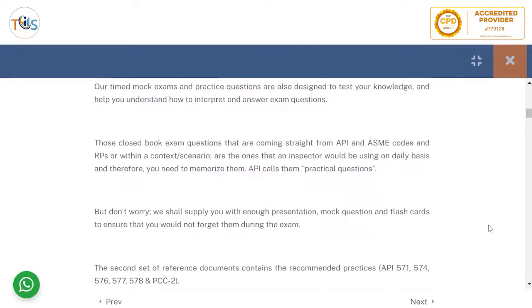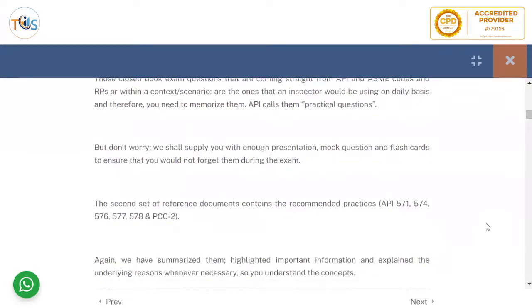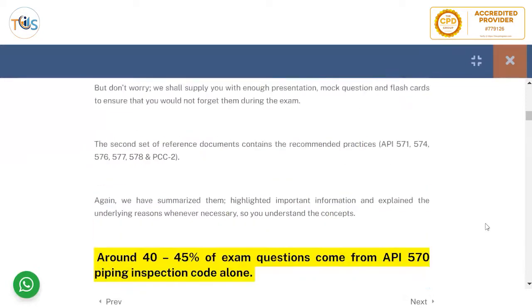The closed book exam questions that are not coming straight from API and ASME codes and recommended practices, but come mostly within a context and scenario, are the ones that the inspector should know from the top of his head, because he or she will be using it on a daily basis. So you need to memorize them. They are called awareness type of question or practical type of question. We have also highlighted this important information as a potential exam question in the flashcards, and also highlighted them within the text and publication effectiveness sheet.